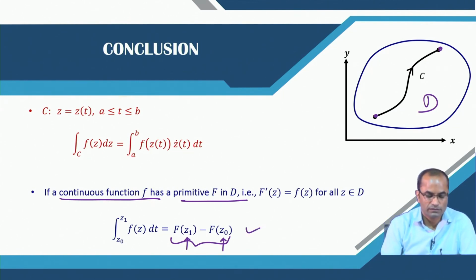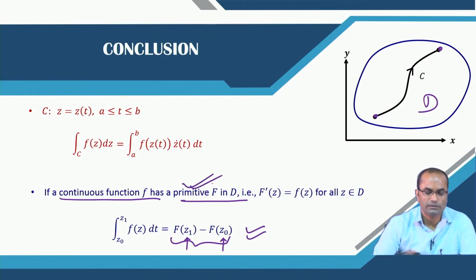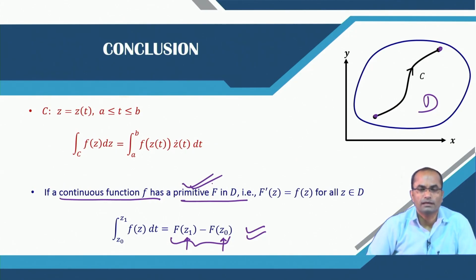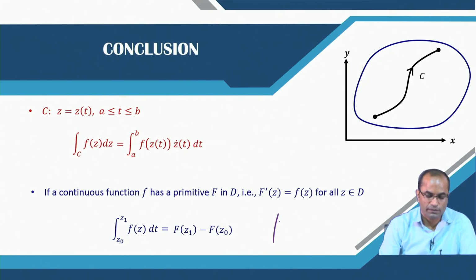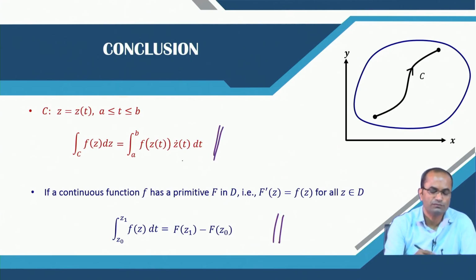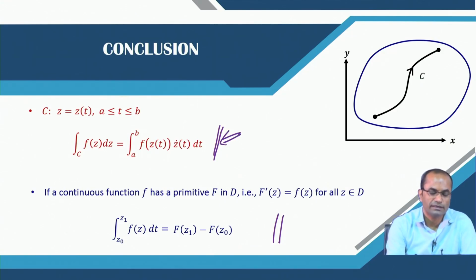This is also very useful in many cases once we know that the function has a primitive, or in other words the function is analytic in a given domain. We can use this second part. But the first method can be used for any case, whether the function is analytic or not analytic. We can use this evaluation based on the parameterized form of the curve.